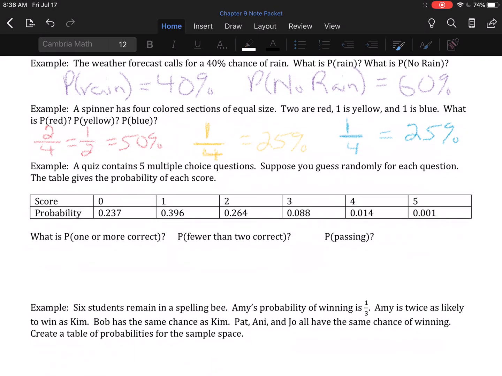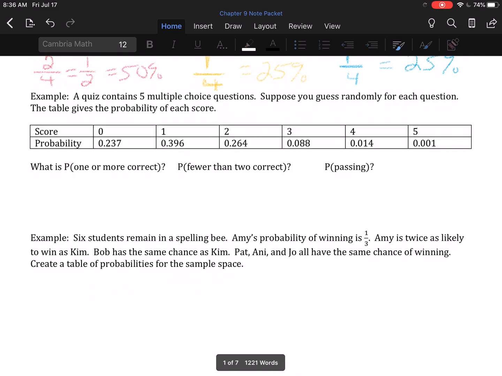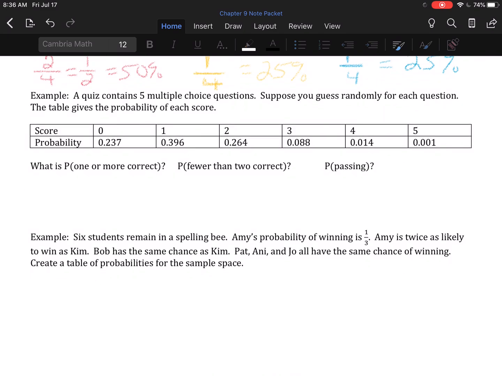A quiz contains 5 multiple choice questions. Supposing you guess randomly for each question. This table gives the probability of getting these scores. So the probability of getting none correct is about 23.7%. The probability of getting only 1 correct is about 39.6%, and so on and so on. The probability of getting all 5 correct is 1/10 of 1%.